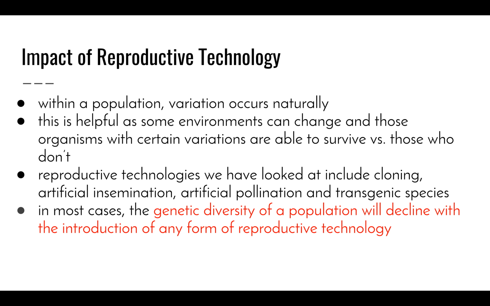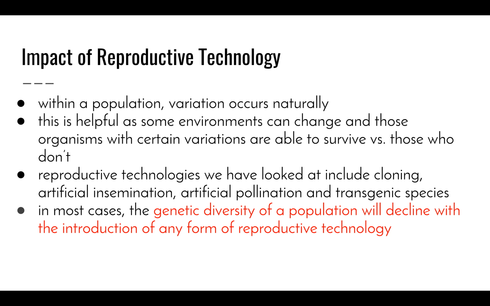Reproductive technologies that we have looked at include cloning, artificial insemination, artificial pollination, and transgenic species. Now, with all of these different reproductive technologies, in most cases, the genetic diversity of a population will decline with the introduction of any of these reproductive technologies.